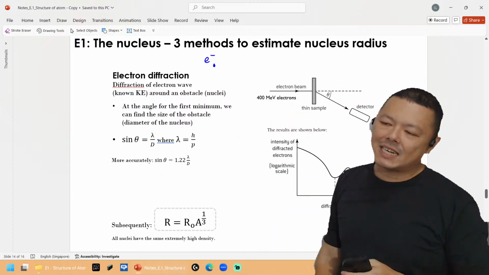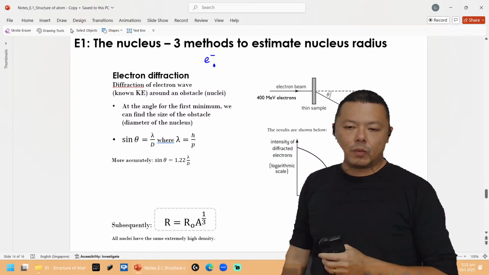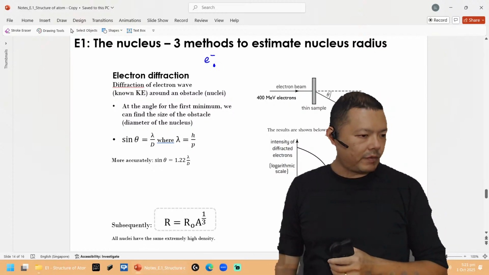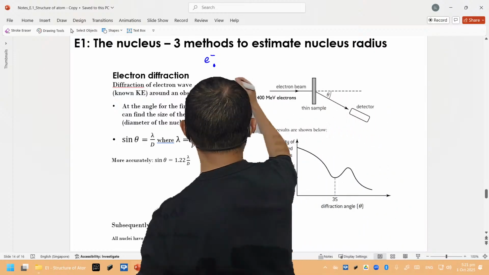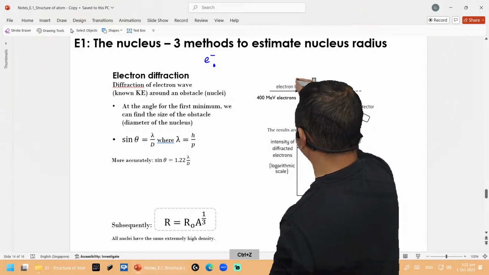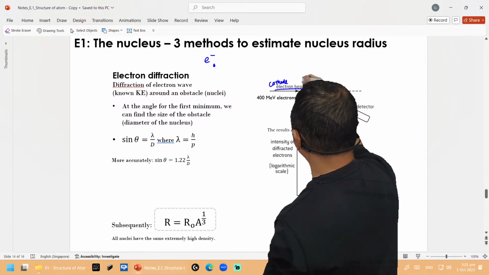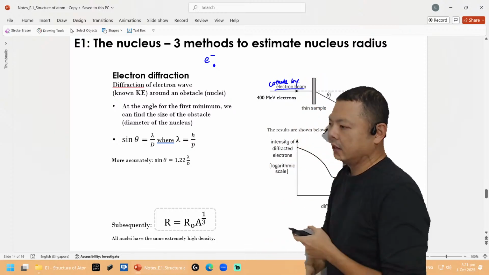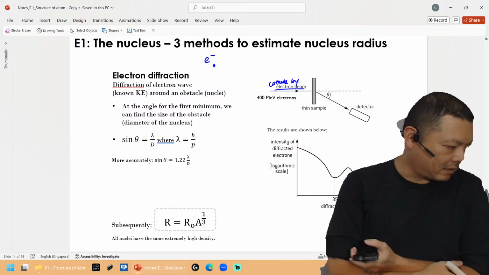In case they try to be funny, what's another name for an electron beam? Anyone heard of it before? Cathode ray. Good. So the electron beam is also known as a cathode ray. Electron beam is a cathode ray.